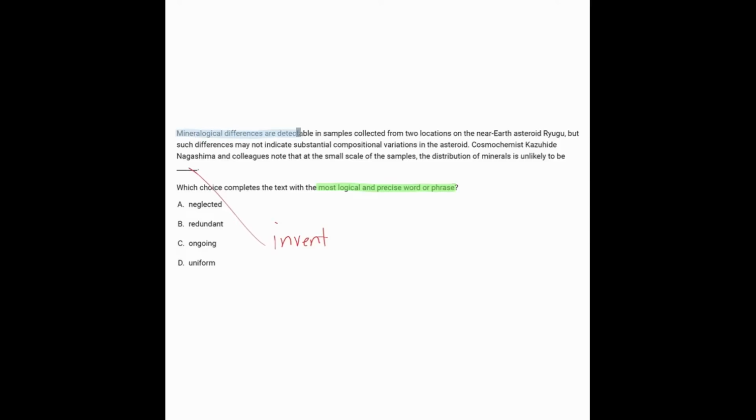Mineralogical differences are detectable in samples collected from two locations on the near-Earth asteroid, but such differences may not indicate substantial compositional variations in the asteroid. This person and colleagues note that at the small scale of the samples, the distribution of minerals is unlikely to be blank. So let's take this apart.